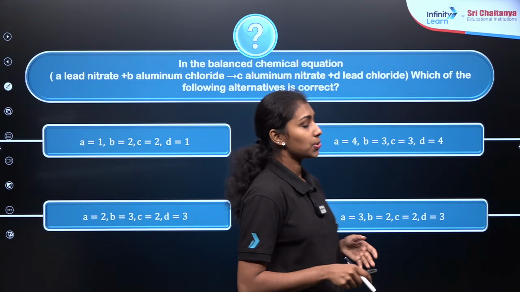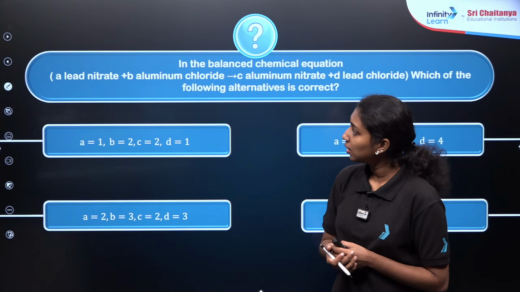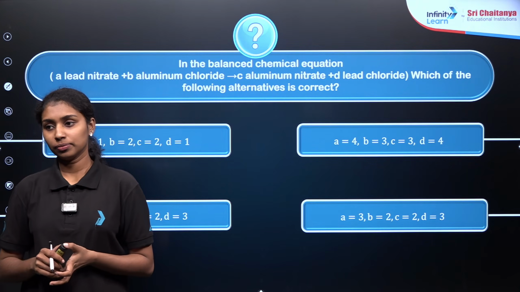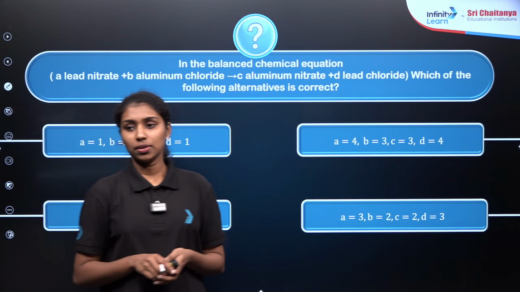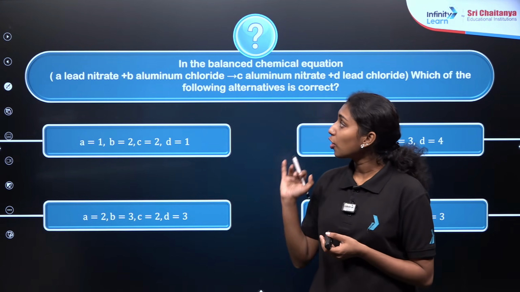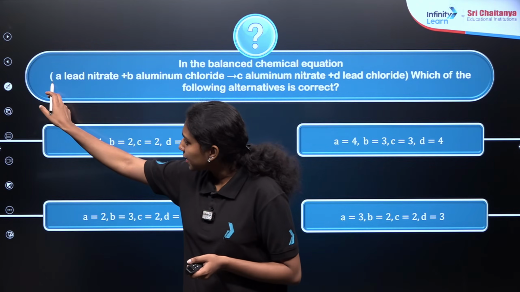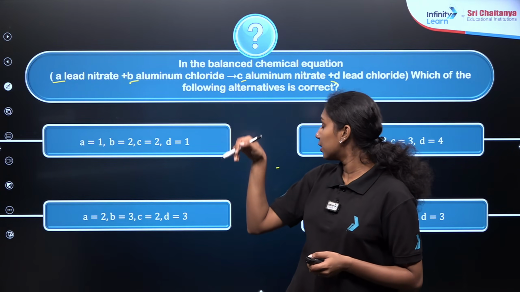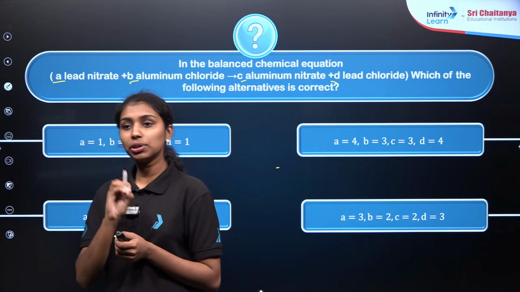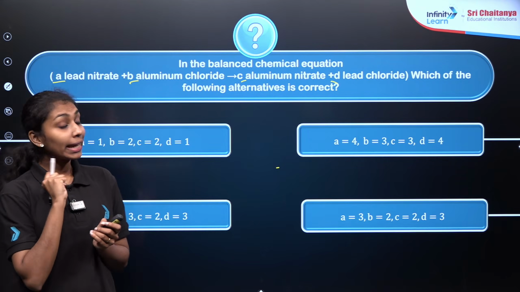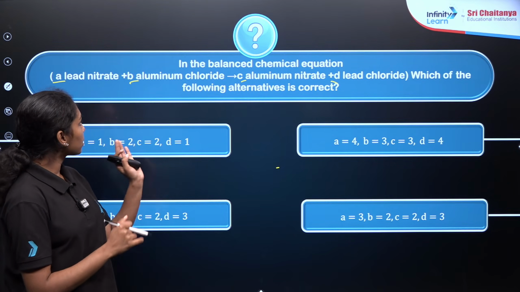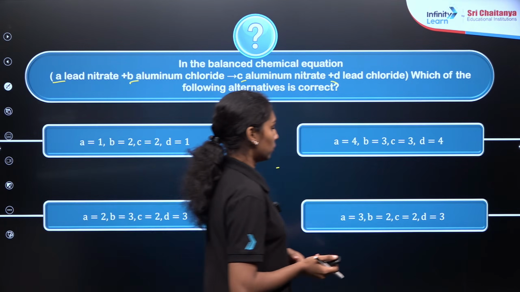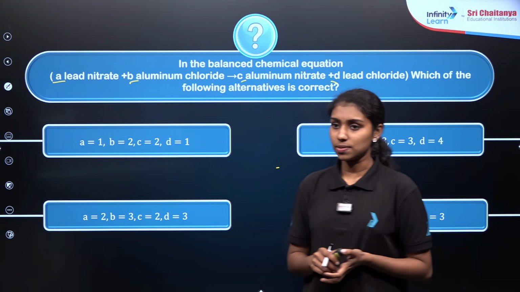So try to solve this question to balance the equation. You can use your own method, just get the coefficients. These are the coefficients A, B, C and D here, and the word equation is given. First you need to convert the word equation to the chemical equation. Identify the coefficients A, B, C and D given here. Options are given here. Try to solve the question.